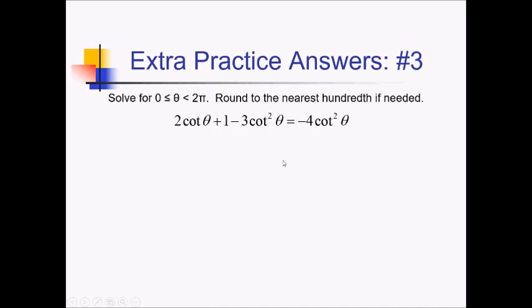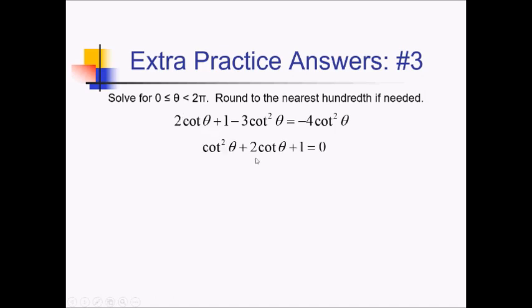To solve this trig equation, I notice that I've got some squared trig functions. So I'm going to treat this like a quadratic and try to get everything over to the left side here. And the reason I don't put constants on one side, squareds on the other, is I notice I've got this single power cotan. So I'm going to try to zero this out and factor. So adding 4 cotan squared theta to the left side, that gives me 1 cotan squared theta. I still have a 2 cotan theta and a 1 over there on the left.